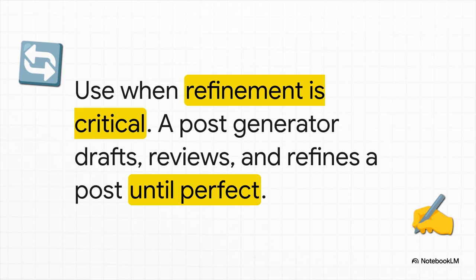So picture this. One agent drafts a LinkedIn post, then a second critic agent reviews it and gives it a score. If that score isn't perfect, it sends it back to the first agent with feedback. And that loop just keeps going until the post is exactly what you wanted.